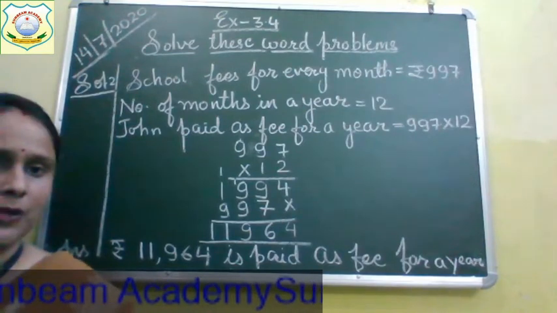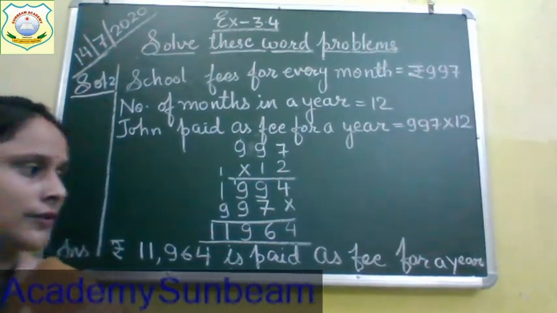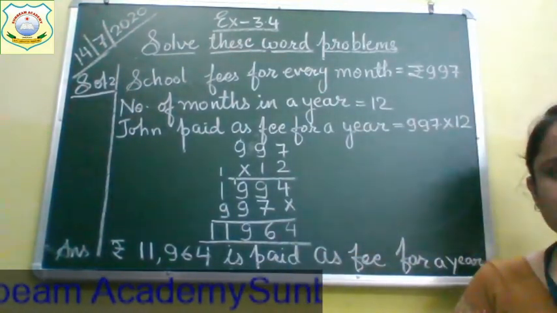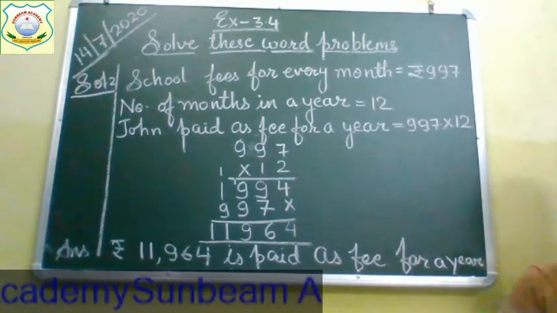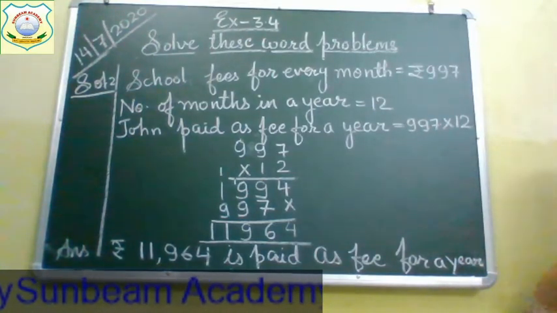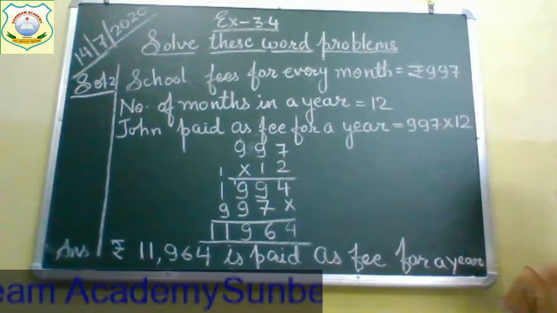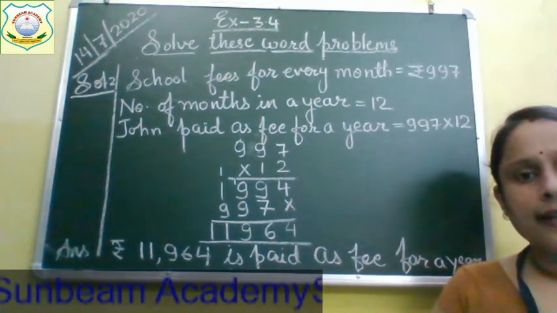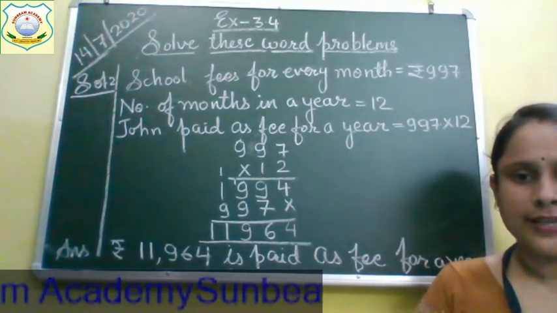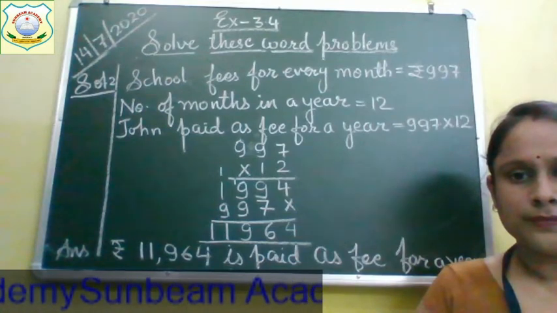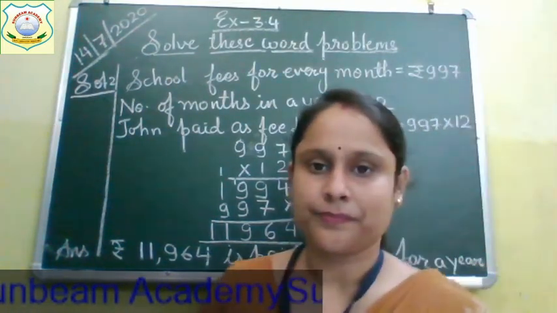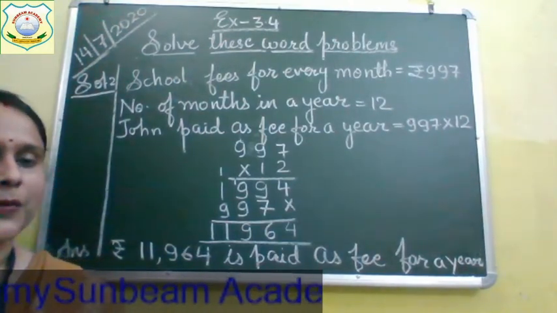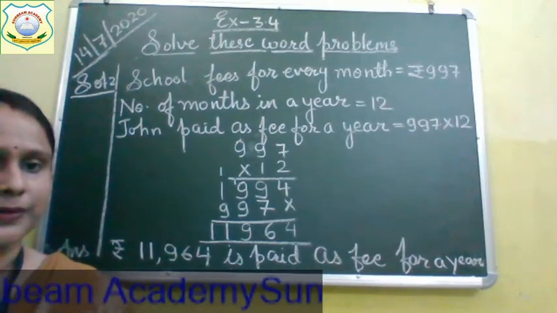So children, now note down the problem sum in your notebook, everyone. Note down. Note down problem sum in your notebook, everyone. School fees for every month is given to you. Number of months is also shown. And then we have to find his annual fees. Children, is it visible? Everyone can see now. Now note down properly in your notebook.